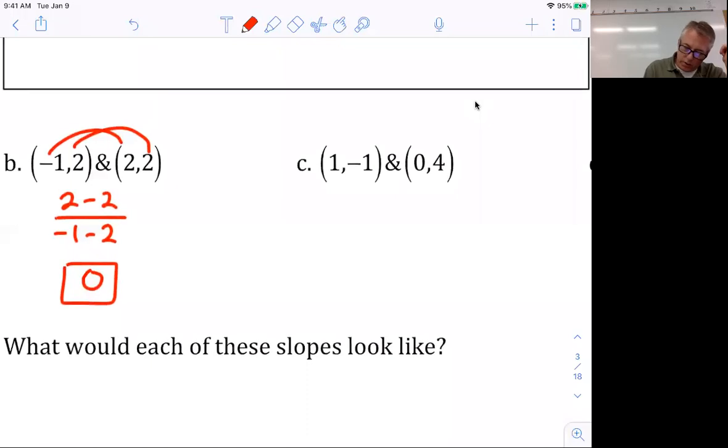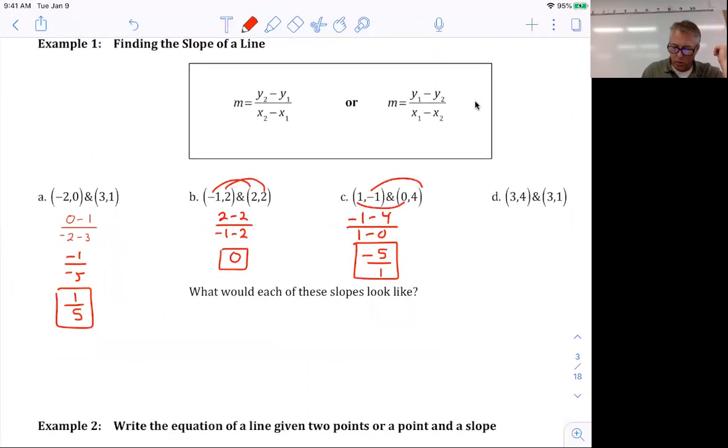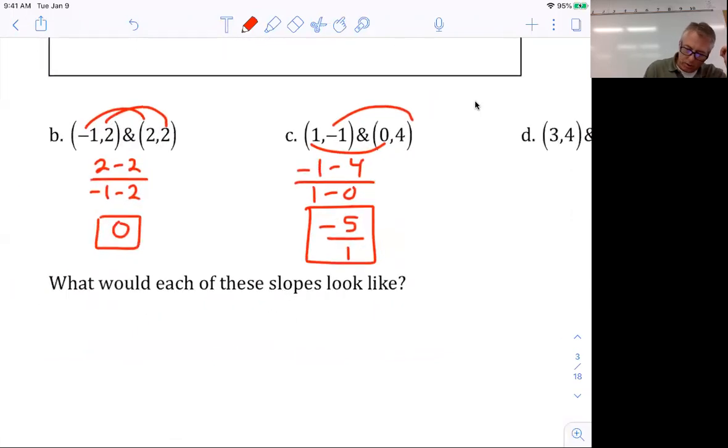So for the next one, I'll do -1 minus 4 on top and 1 minus 0 on the bottom. So we have -5 over 1, or a slope of -5. I probably should write that a little bit neater, but a slope of -5. You don't have to write the over 1, of course.